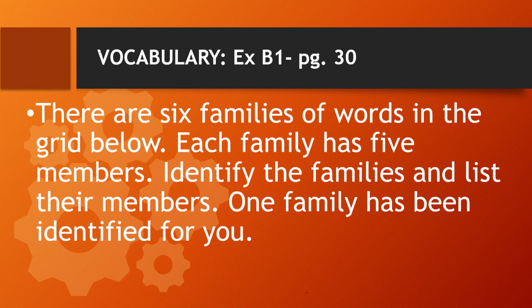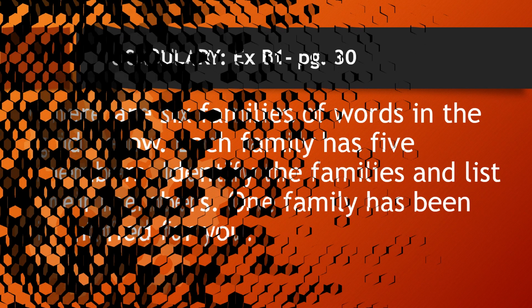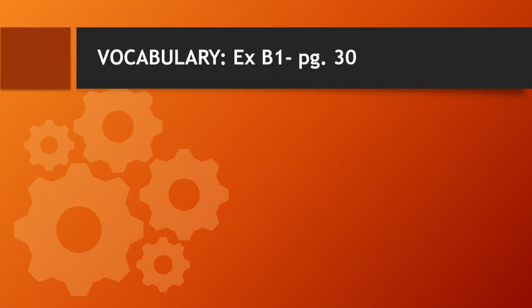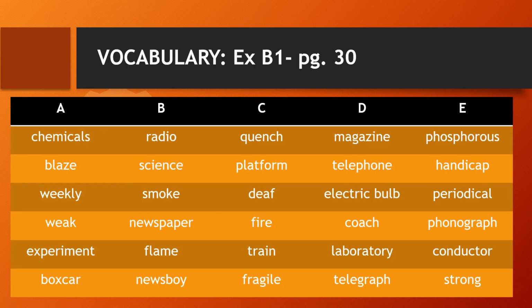So children, we have got some words in a grid. We have to put them in order and put them in the correct family row. Let us go ahead and see how to do this exercise. First of all, let us see the words in the grid. Let me read out the words for you.